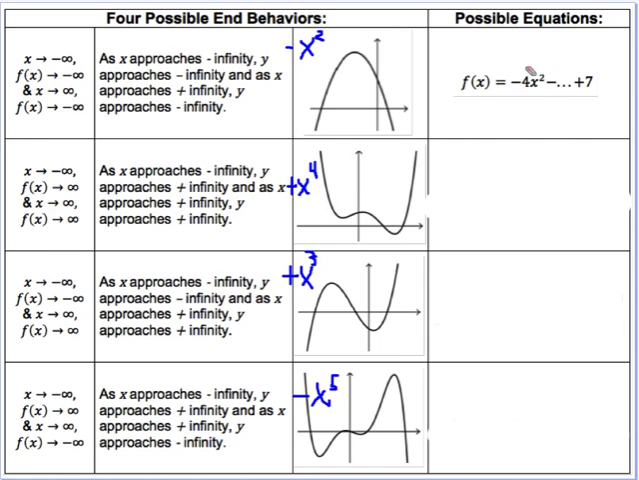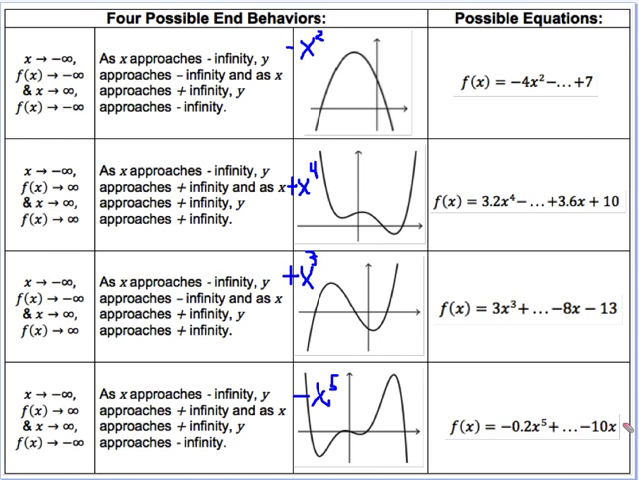We know that this one, the negative 4x squared, would match this. Notice we said it had to be negative. Our leading coefficient had to be negative, and it's squared because I just have 1 bend. And then this one would be something with a positive x to the 4th power. And then this one would be positive x to the 3rd power. And then a negative x to the 5th power. Okay?